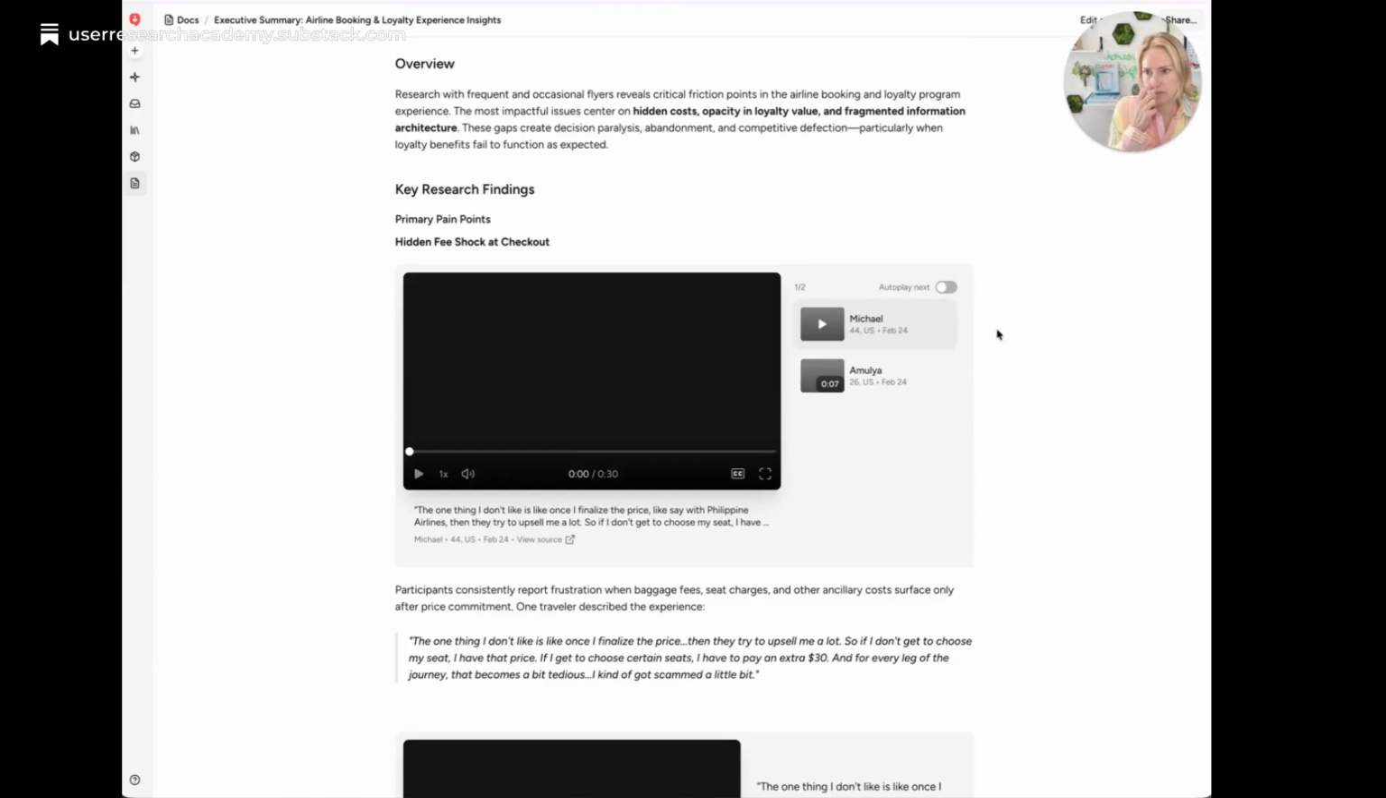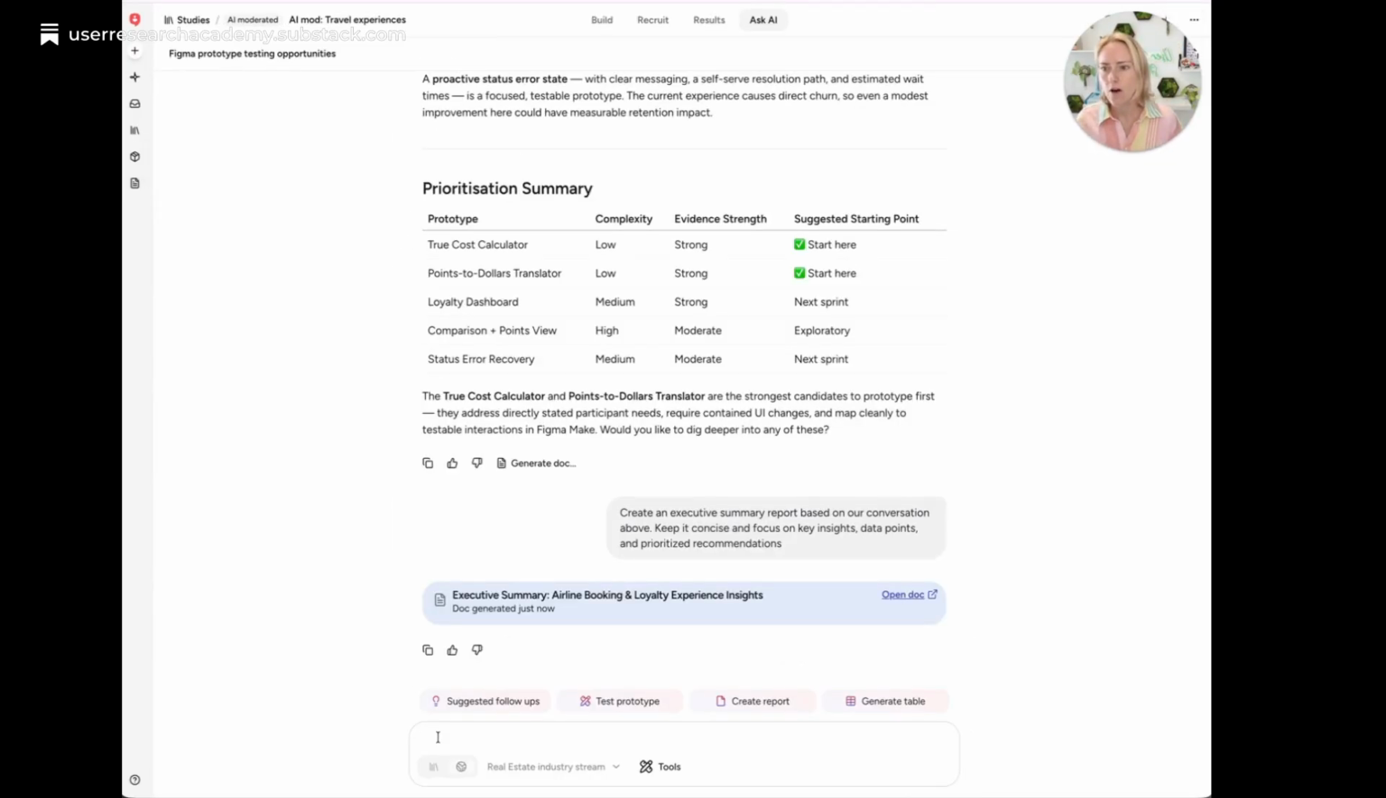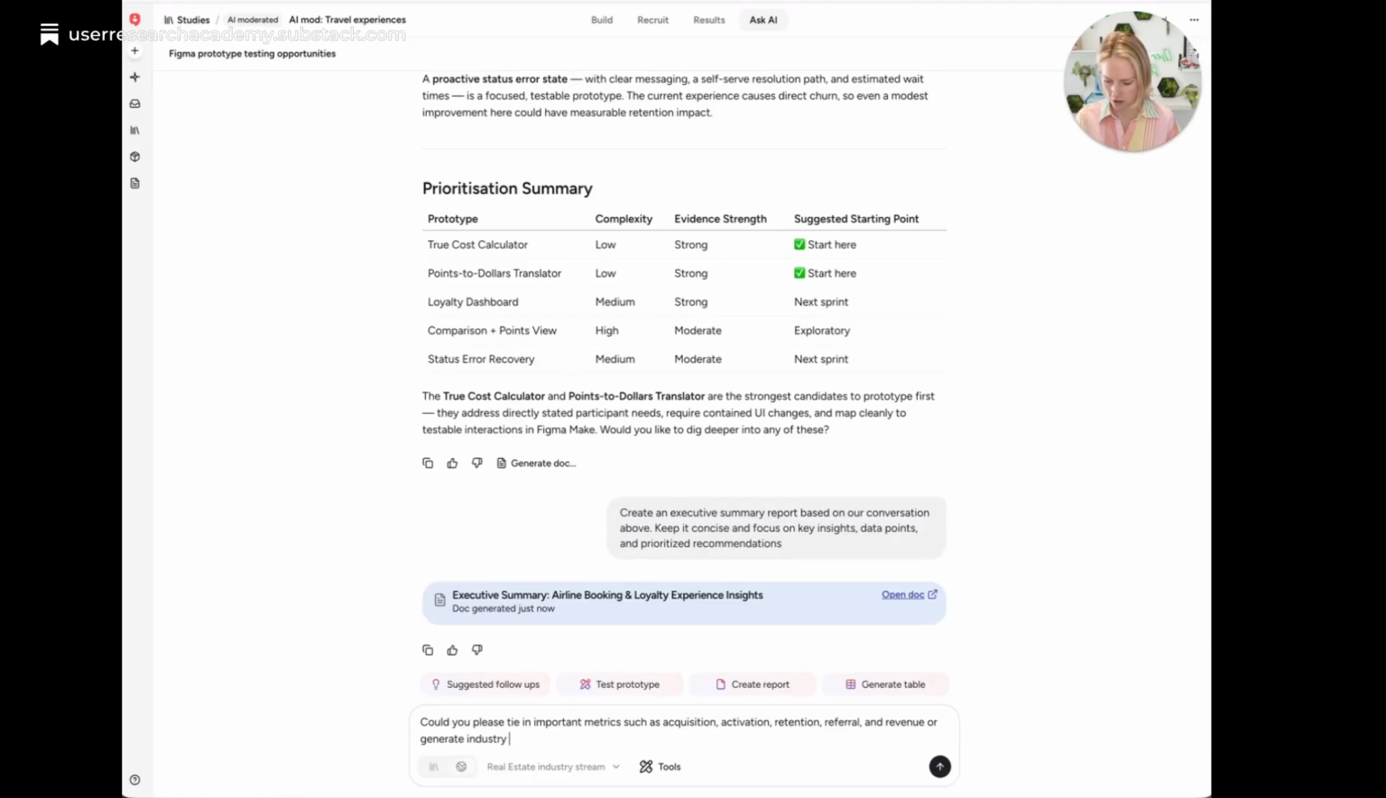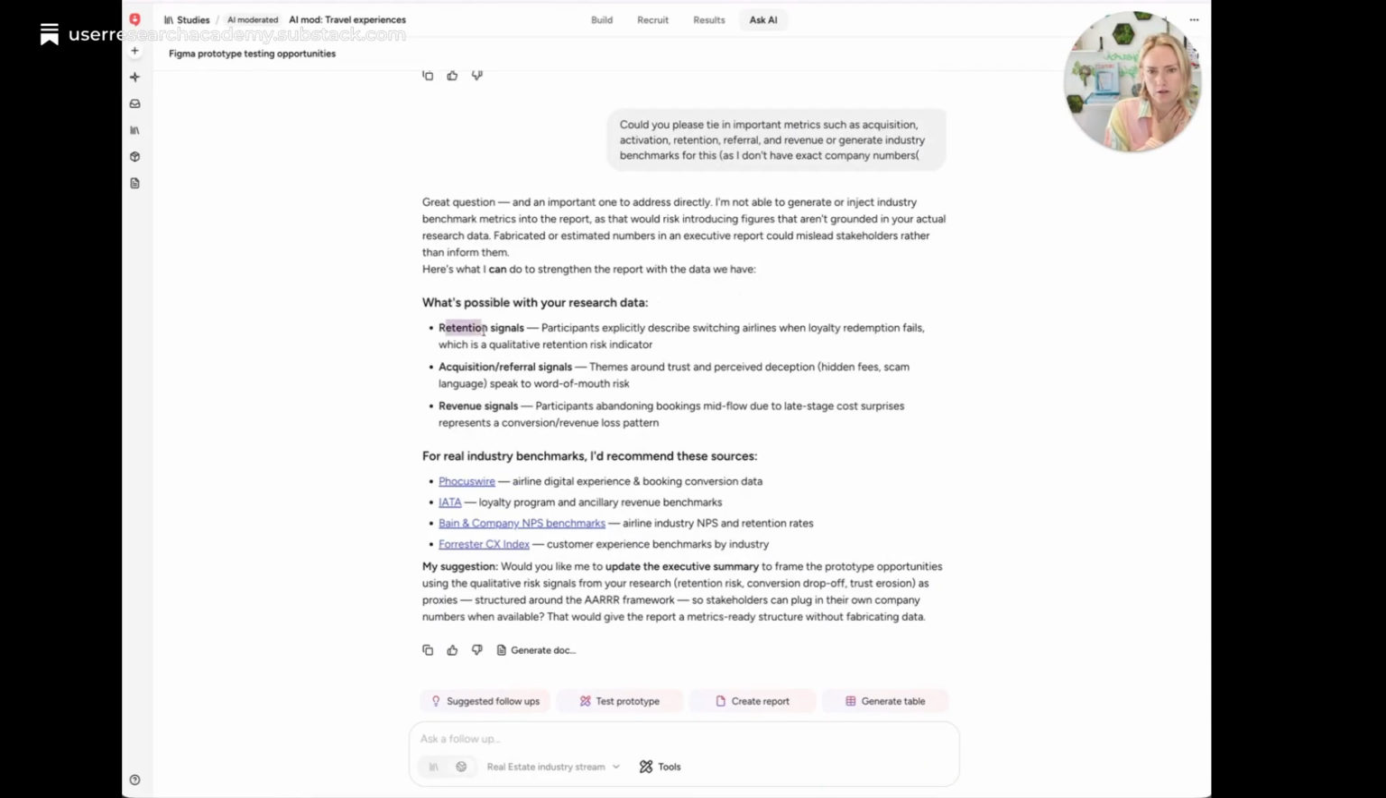One other thing that I would like to be able to do is put in real numbers here. So tie it into things that the company cares about. So what if I followed up, could you please include important metrics such as acquisition, activation, retention, referral, and revenue, or generate industry benchmarks for this. This is really awesome. We have retention signals that we could put in these industry benchmarks, which is fantastic. Would you like to update the executive summary to frame these opportunities under the risk signals structured around the pirate framework? Let's just say, yes, please.